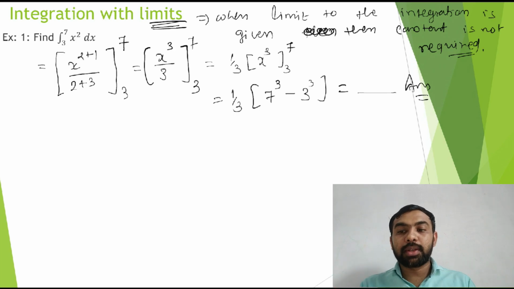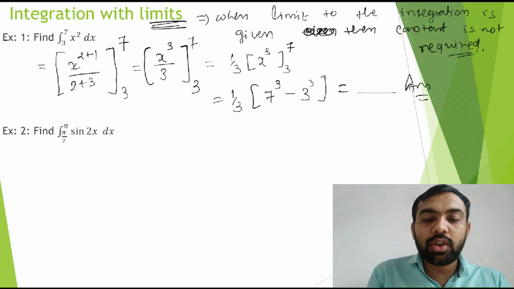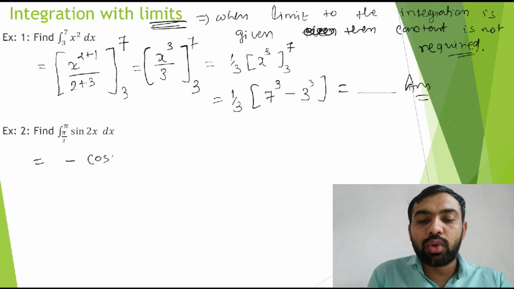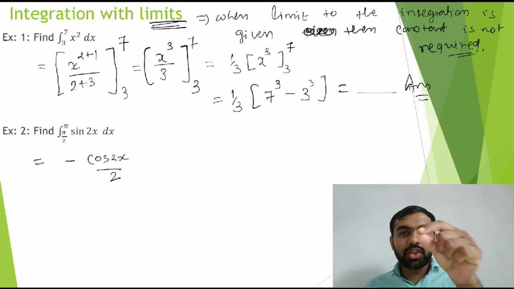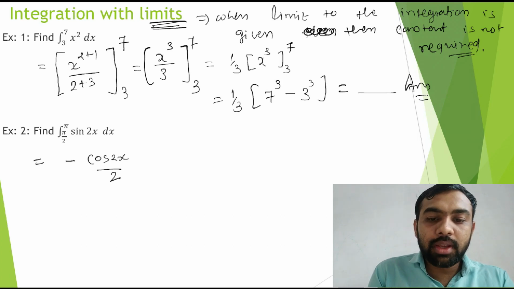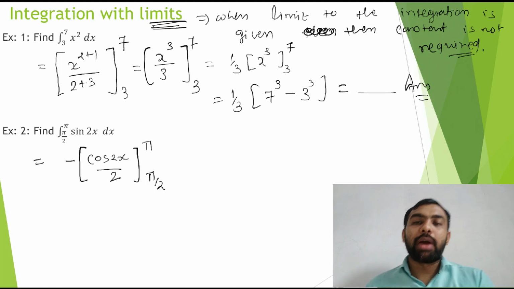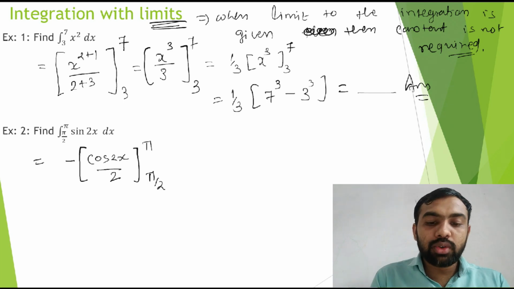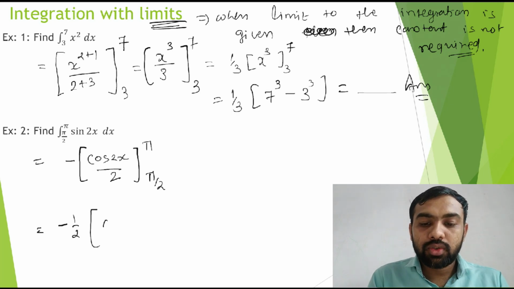Let's solve one more example. Find the integral from pi by 2 to pi of sin 2x dx. So what is the integration of this one? The integration of sin 2x is equal to minus cos 2x upon 2. This 2, the coefficient of x, comes in the denominator. The limit is pi by 2 to pi. So this 2 comes out, so minus 1 upon 2. So the answer is what?